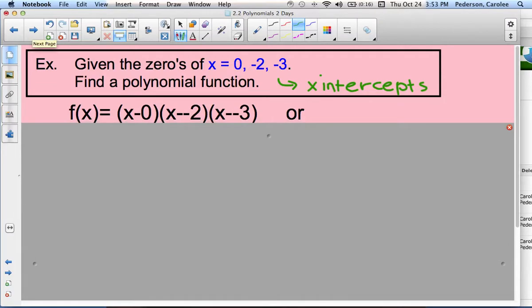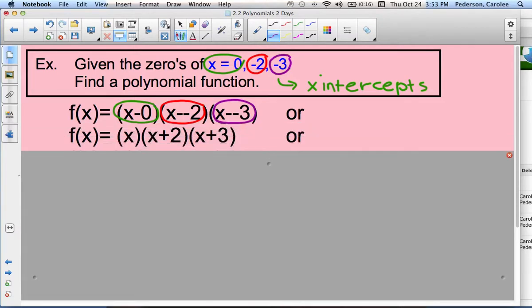So the first answer could be taking each of these zeros and writing them in factored form. So here's the first 0. You have to think opposite: x minus 0. Then we have our next factor of -2, so x minus -2. And then our last one is -3, so x minus -3. You could leave the answer like that, or you could clean up x minus 0, which is just x.